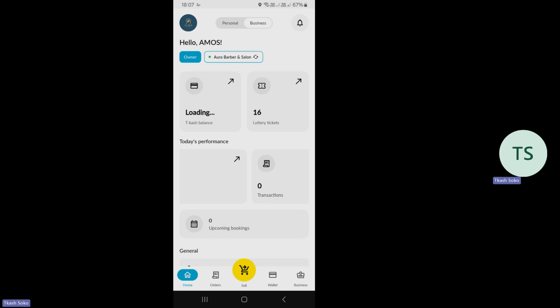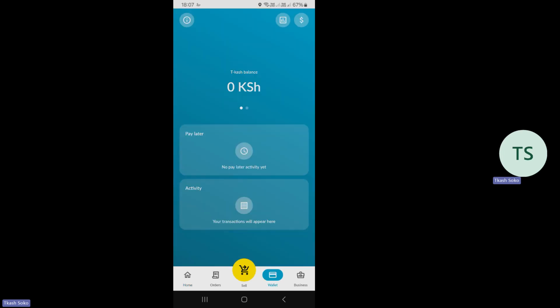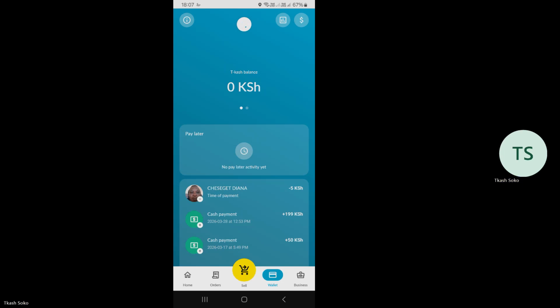Just besides the yellow icon yenye iko hapo katikati, kuna the word wallet. So that is where I come to, the word wallet. So once I touch on the word wallet, inaniletea a number of things. The first thing it shows me is the Tcash balance. Hii Tcash balance ni balance ya yenye niko nayo kwa Tcash. So that means the amount I've sold and I've been paid by either the external wallet or the Soko QR code. So my balance is zero. I just withdrew all my money.